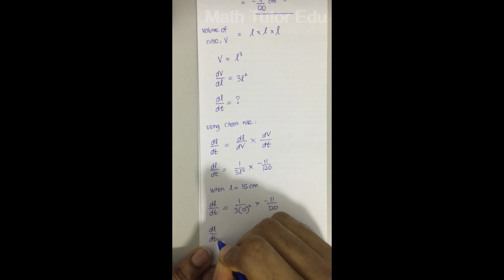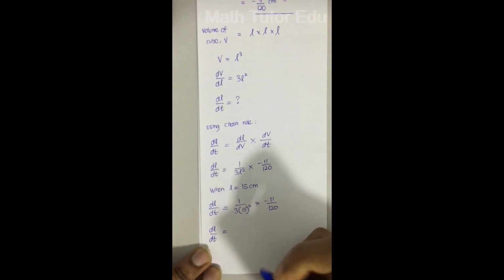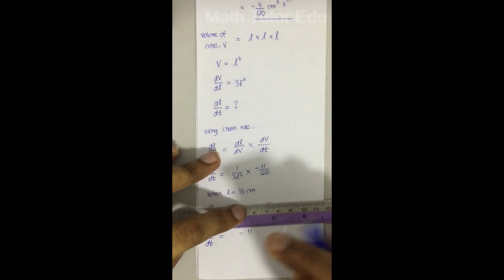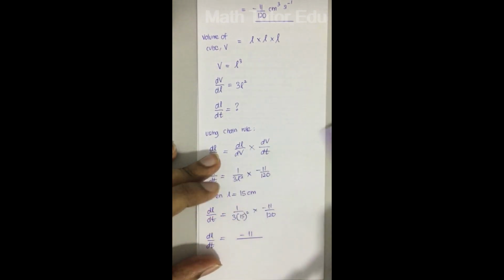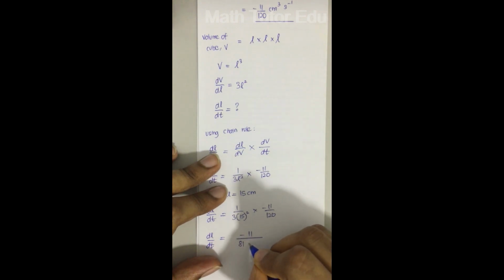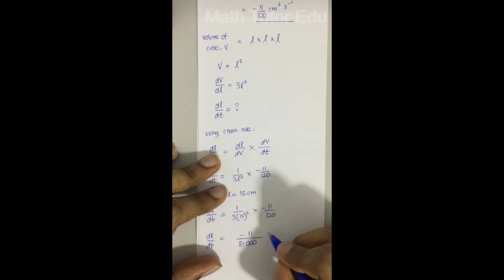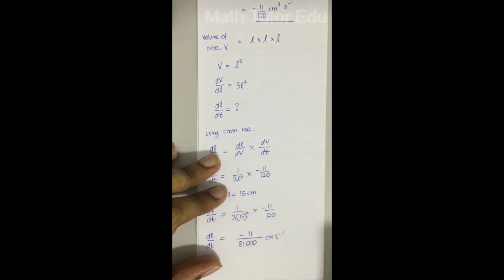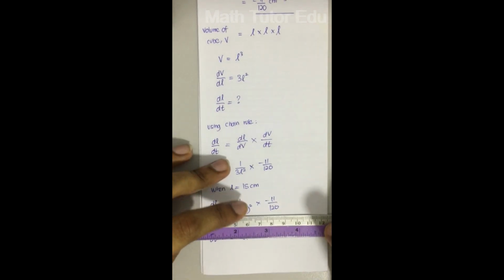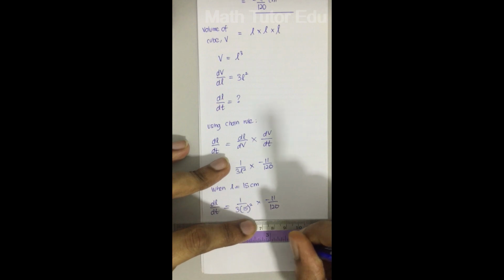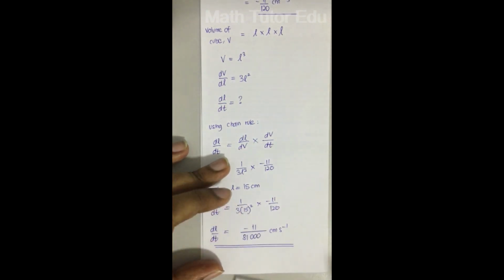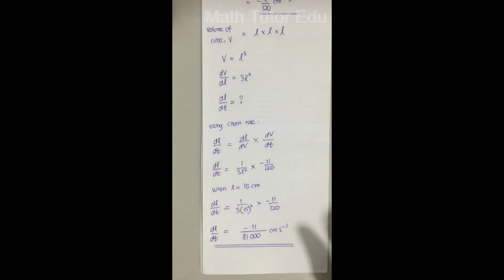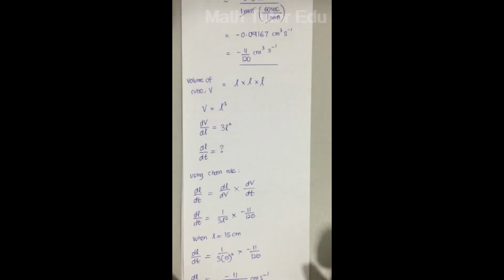dl over dt is equal to negative 11 over 81,000 centimeters per second. So this is your answer for question 4 part A. Let me underline the solution. So we're done with the discussion for question 4 part A. Let me proceed to the discussion for question 4 part B now.